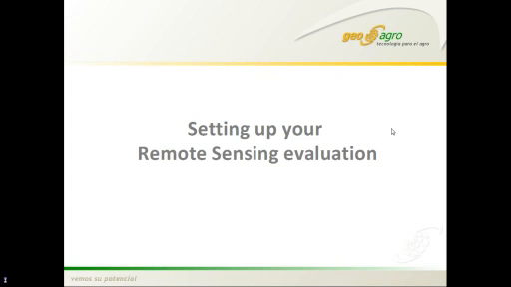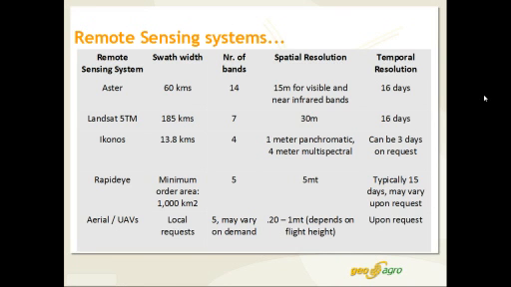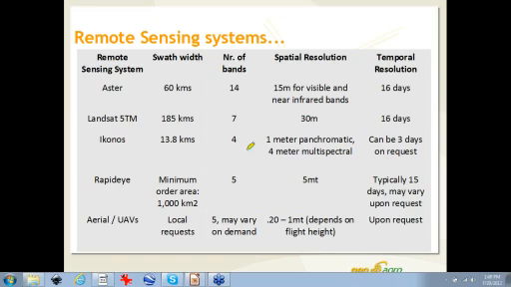RapidEye is a German system. It has 5 bands and 5 meters resolution, typically 15 days, but it can vary. When you have commercial satellites, then you can play a little bit with the tasking.